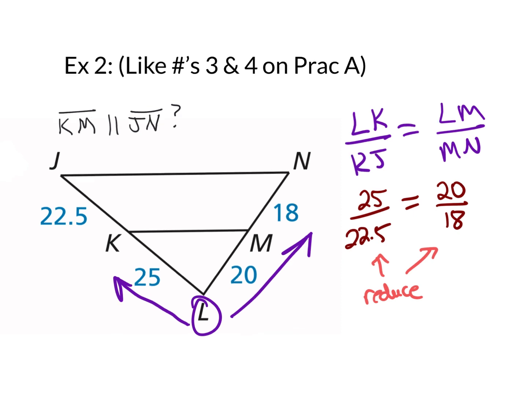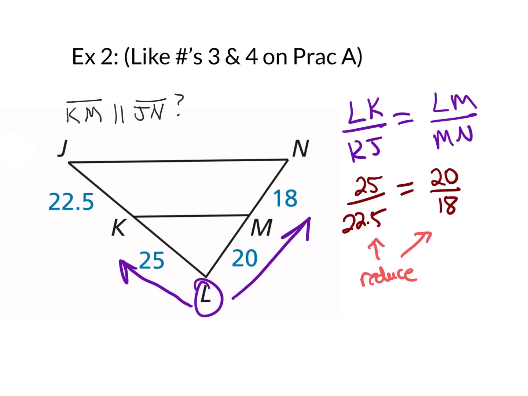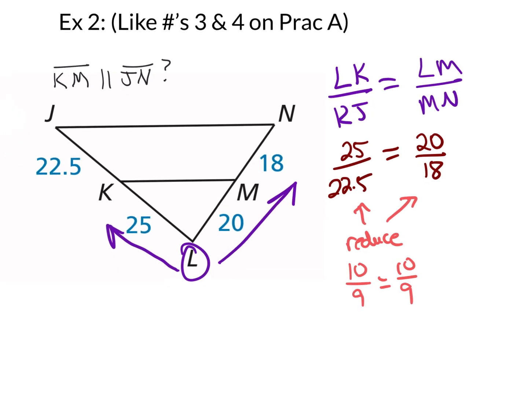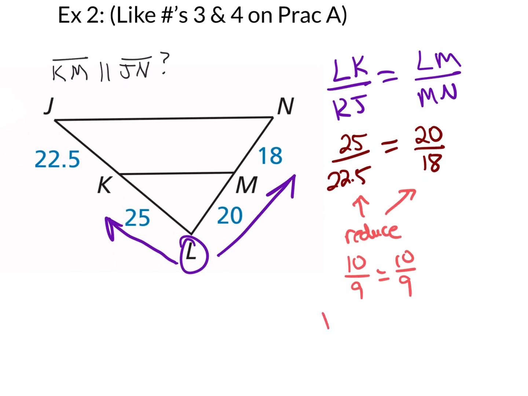All right, so Caden, the left one, what do you get? Do 25 divided by 22.5, math enter. 10 over 9. And Thomas, for the 20 over 18, what does that reduce to? 10 over 9. Are those the exact same, class? Yes. Are these parallel? Yes. So you're just going to write yes.